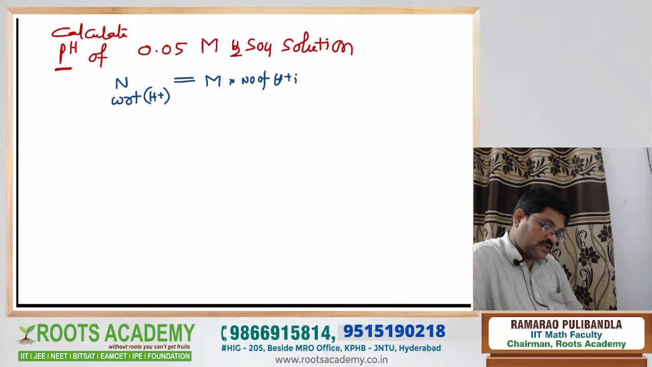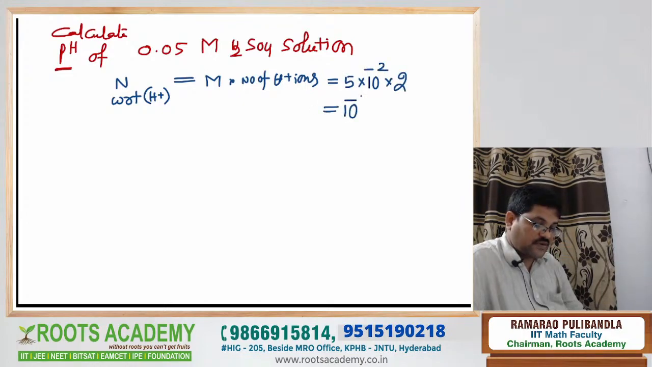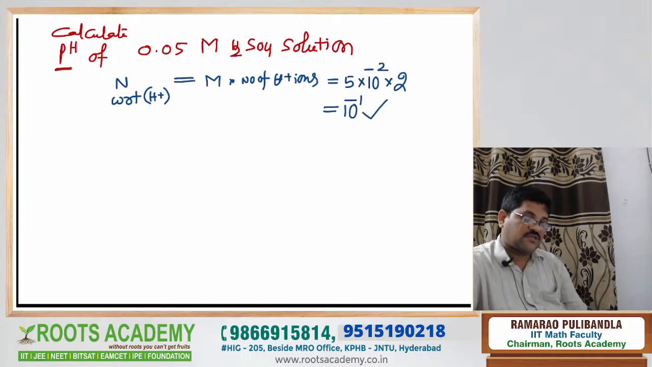Molarity into what? Number of H plus ions. Here molarity given how much? The molarity given is 5 into 10 power minus 2, into 2 H plus ions. That becomes 10 power minus 1. That is the normality with respect to H plus ions.